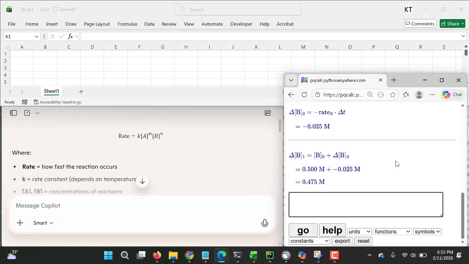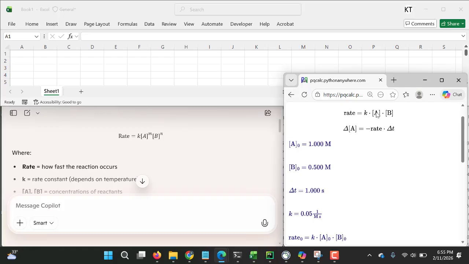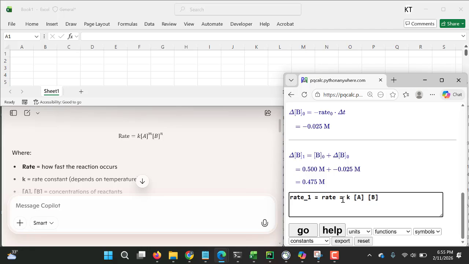Where we're going with this? Well, now I want to know what happens after 2 seconds. So I have to calculate the rate again. So this will be rate after 1 second. What was my rate law? It's K times the concentration of A times the concentration of B. But that concentration has changed. So after 1 second, we no longer can take A0 and B0, but we have to take A1 and B1. Because at that point, concentrations are already lower, rate goes down.